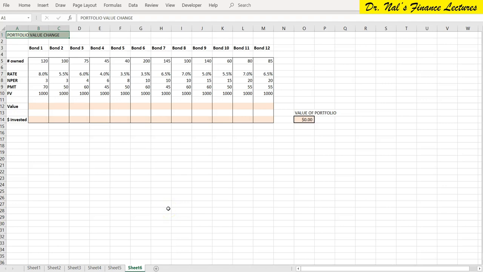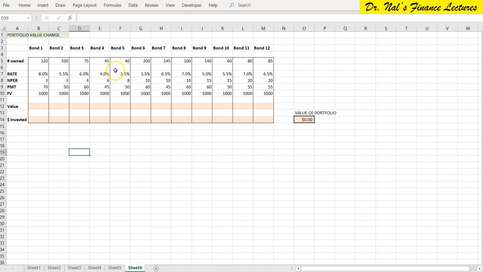Hey everybody. In this video, what we will do is to construct a portfolio consisting of 12 bonds. We will value the portfolio by valuing individual bonds making up that portfolio, and then change the interest rates up or down, doesn't matter, and see how the value of the portfolio will be affected by that change in interest rates.